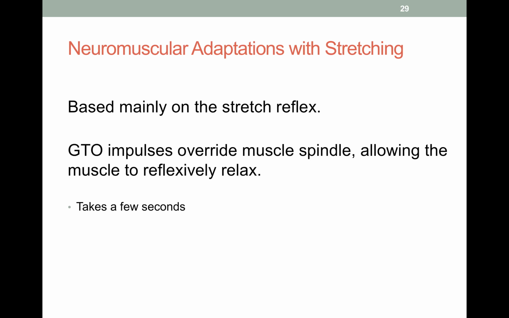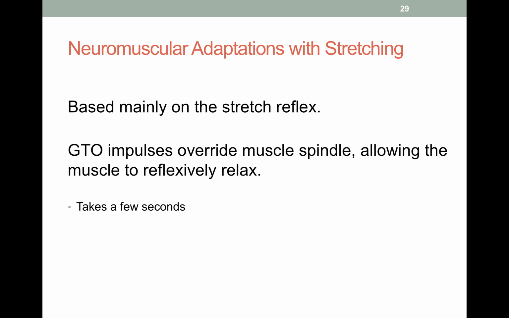Now, in terms of neuromuscular adaptations with stretching, most of this is going to come back down to the stretch reflex. So remember those Golgi tendon organs and the muscle spindles? Well, they have a working relationship. So you see that the Golgi tendon organs override the muscle spindles, and this is going to allow the muscle to reflexively relax. So what we're describing here is autogenic inhibition. Okay, so with autogenic inhibition, the Golgi tendon organs are going to say, okay, time to relax the muscle. This normally takes about 6 seconds, and you can actually see this in yourself.